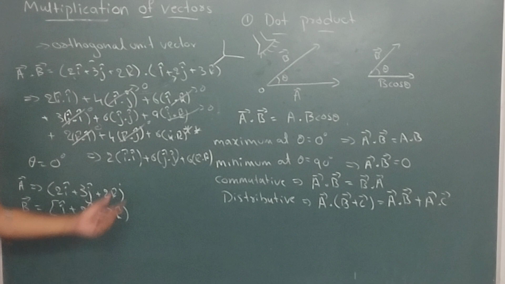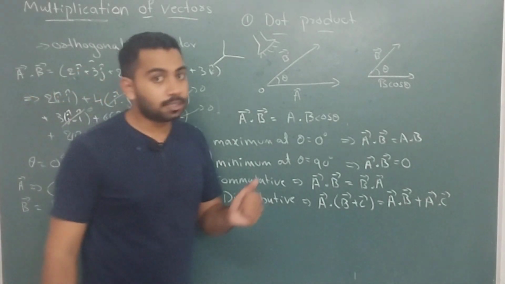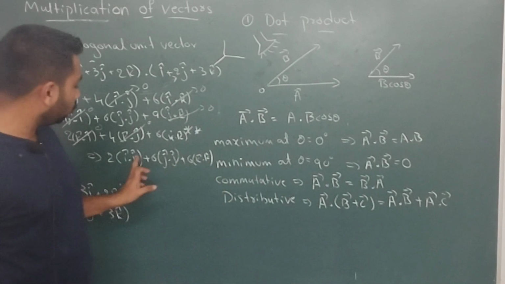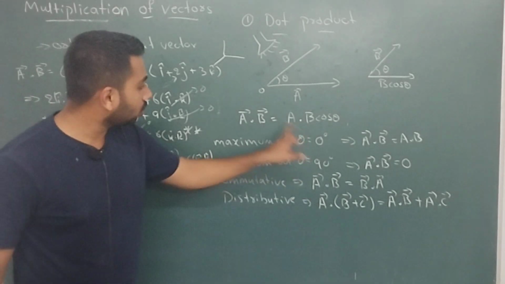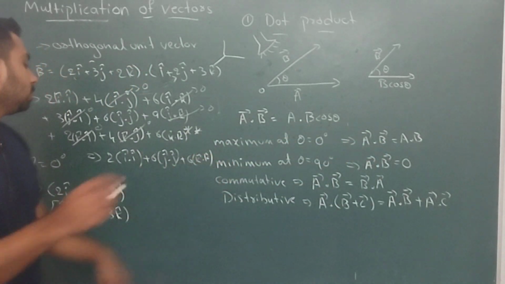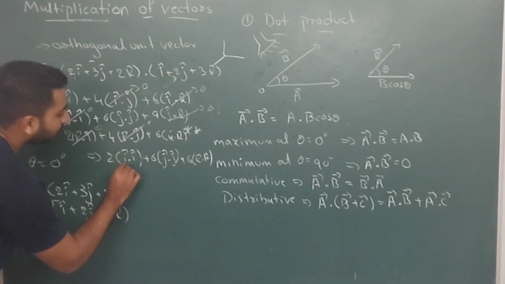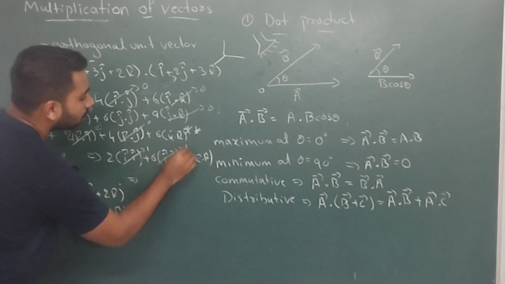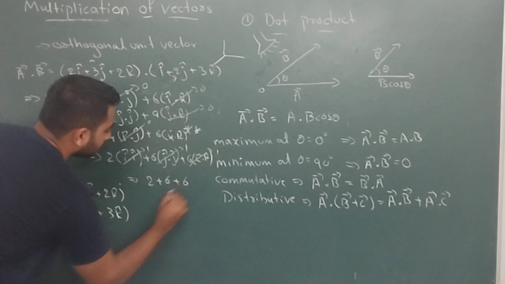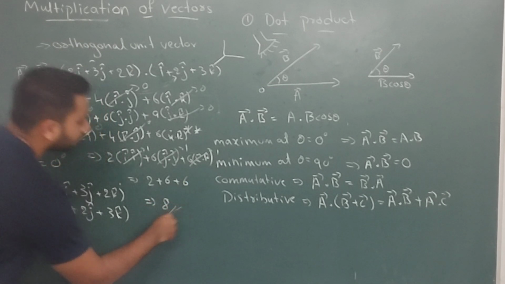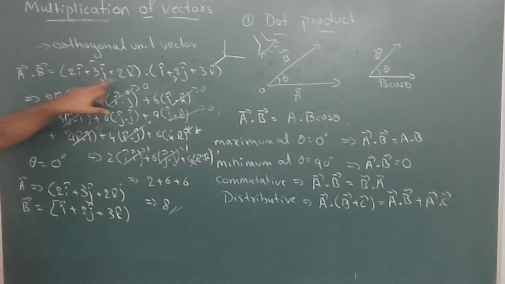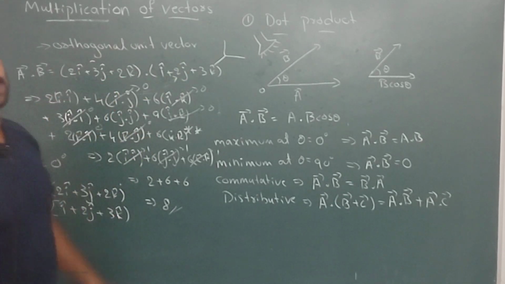Now i is in the same direction, which means the angle is 0, so this becomes 1. This is a unit vector, 1 dot 1 is 1 cos 0, which is equal to 1, so the value becomes 1. So you remain with 2 plus 6 plus 6. Totally you will get the answer 14. See, 2 ones are 2, 3 twos are 6, 2 threes are 6.